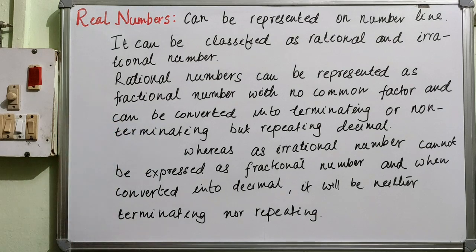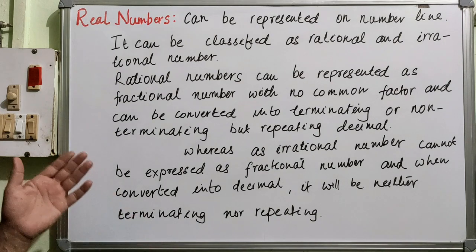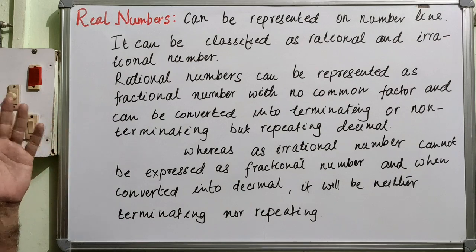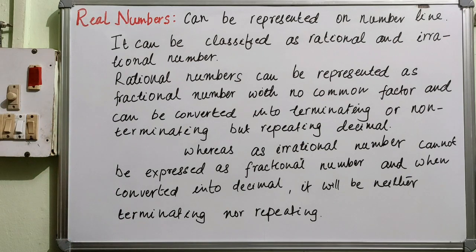This is how we describe the rational number. And then we have irrational number. This irrational number cannot be expressed as the fraction number, right? And when it is converted into decimal, it is neither terminating nor repeating decimal, right? So this is called as real number. Real number means it is a set of the rational and irrational number.